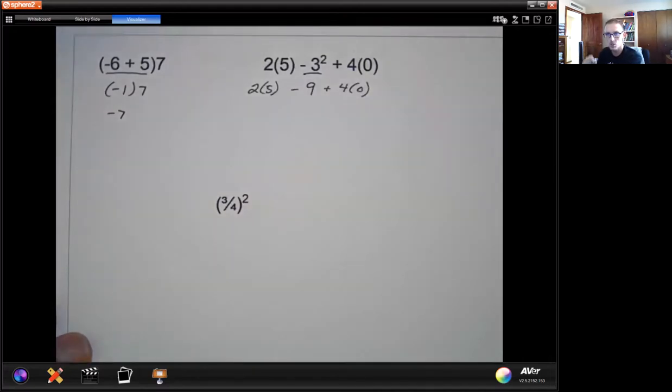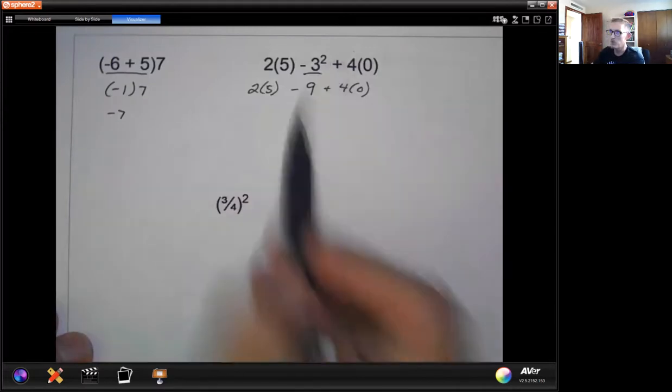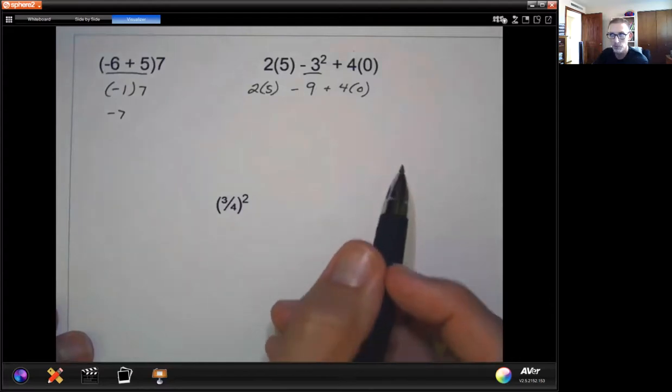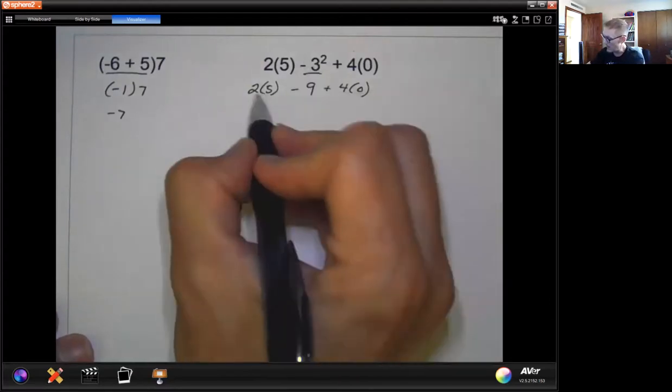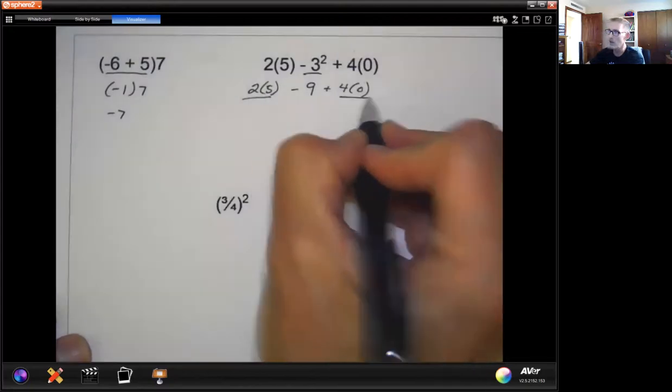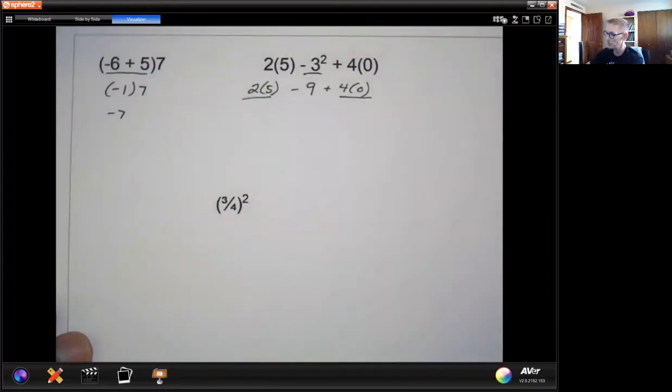I want to make sure that I show all of my steps as I'm doing the early learning for order of operations. Well, I did my exponent. So next in my PEMDAS is multiplication and division. And I have multiplication in this problem twice. So I'll do both of those.